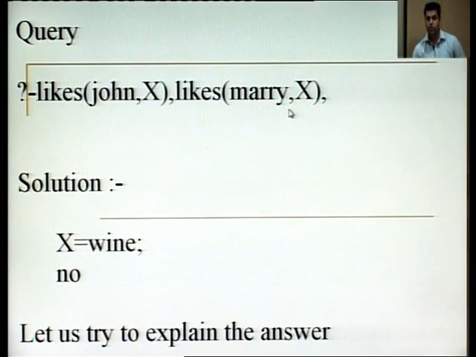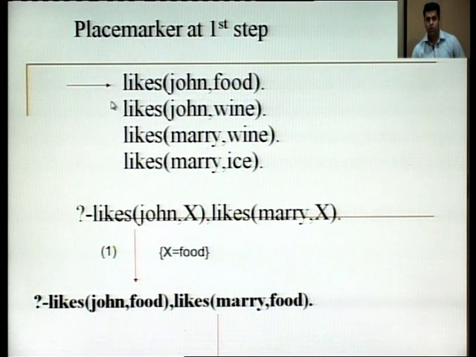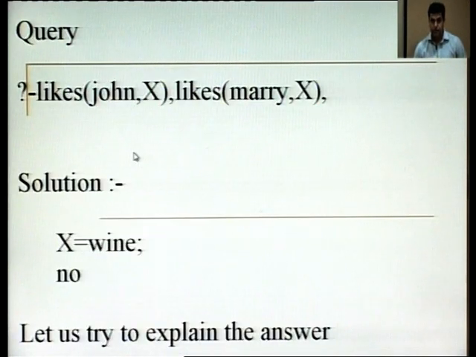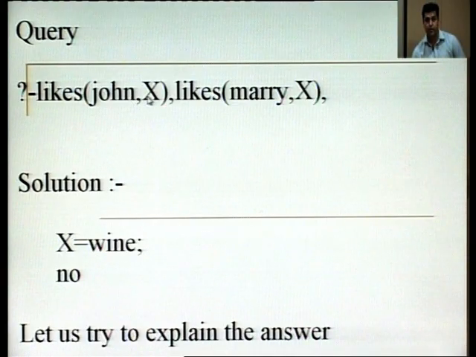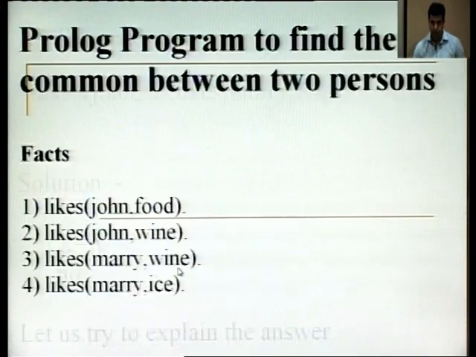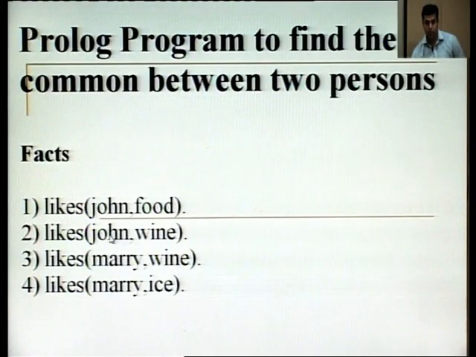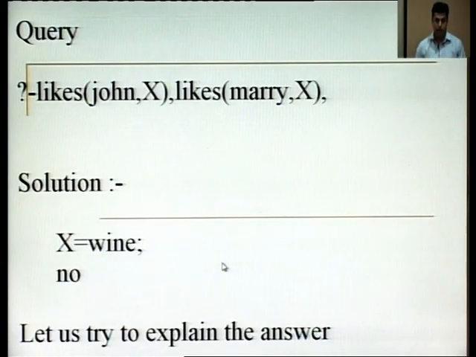Can you tell me what is the meaning of this query? It means: what is common between John and Mary? Whatever John likes has to be the same as whatever Mary likes, and the answer comes out to be wine. See the program. John likes wine, Mary likes wine. There is one common thing between the two. That's why the answer is wine.